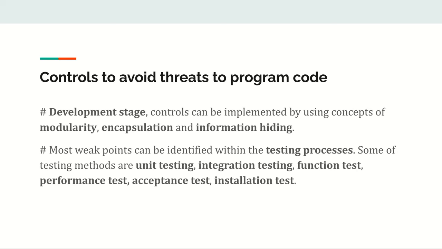Most weaker points can be identified within the testing process by using the unit test, integrated test, function test, performance test, acceptance test, and installation test. Using these tests, we can identify the weaker points and we can correct these programs.